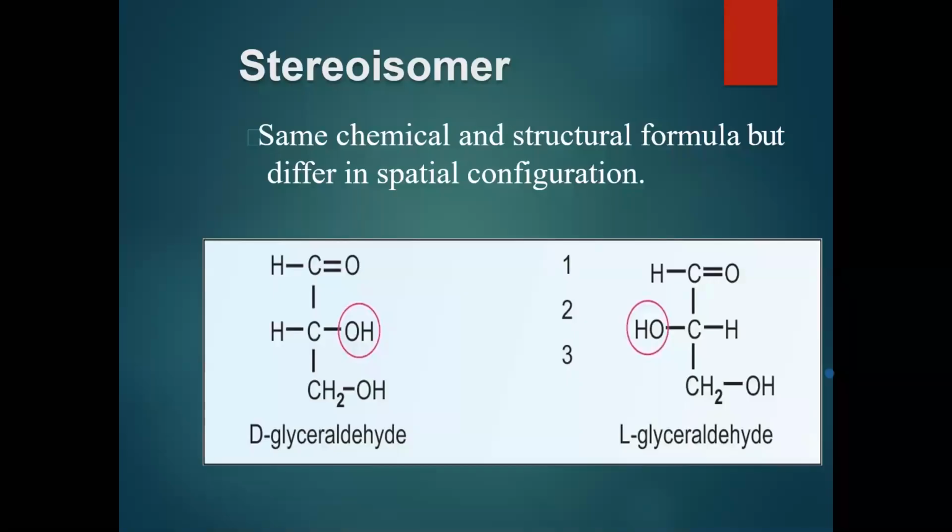This D and L configuration of a stereoisomer is generally dependent upon the penultimate carbon atom. The penultimate carbon atom is the reference carbon atom. It is the carbon atom which is the farthest from the CHO group. So here, this last CH2OH is the penultimate carbon atom. So this will decide the D or the L form of the chemical structure.